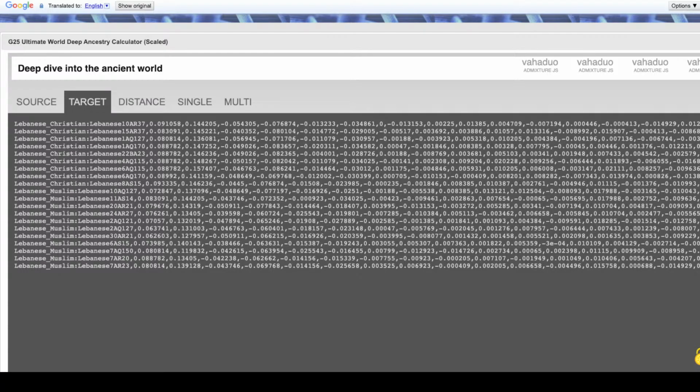So we have the Global25 Ultimate World Deep Ancestry Calculator on Vahaduo. You can find this and explore your DNA, it's in the description. I'm also doing ADMIXTOOLS 2. For those interested, ADMIXTOOLS comes from Dr. Robert Maier. Dr. David Reich uses this. A lot of geneticists use this when it comes to DNA studies.